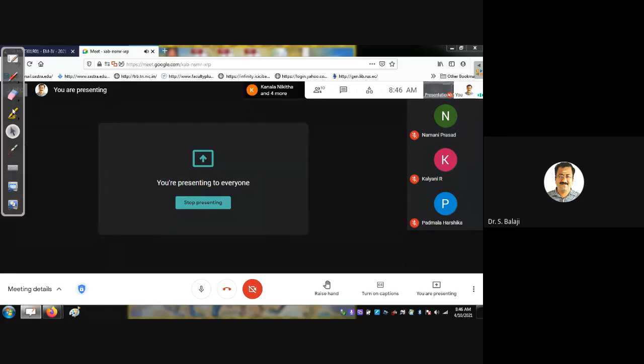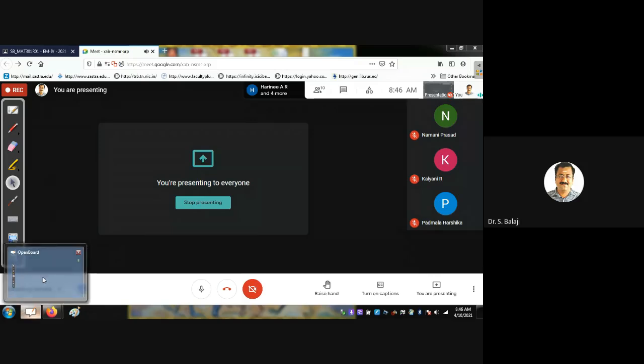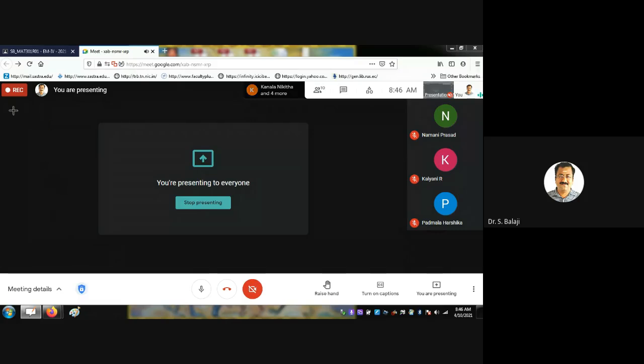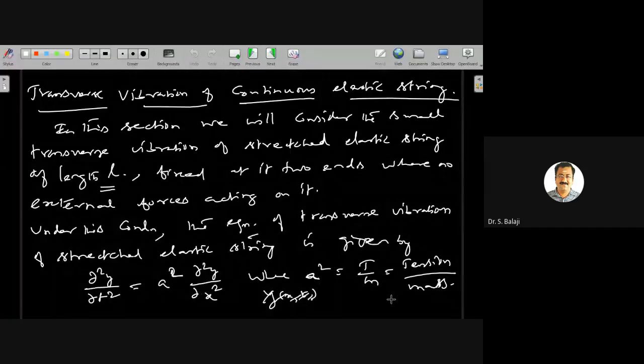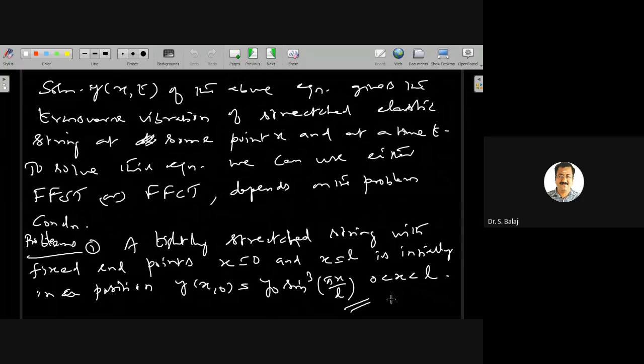During mathematics 4, in the last class we discussed some ideas of transverse vibration of a stretched elastic string, and I got an idea five minutes after finishing that class: we have to include one more constant, b. We have to include the initial velocity of the elastic string here. We see that there are two ways we can proceed.